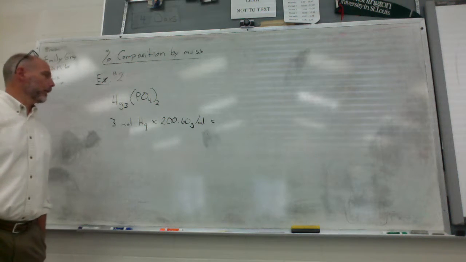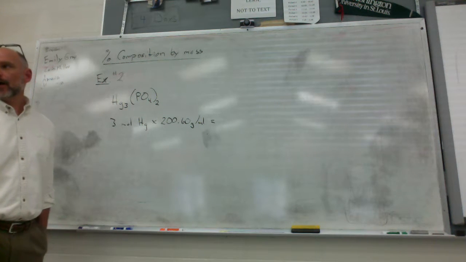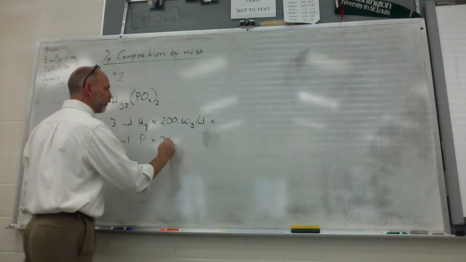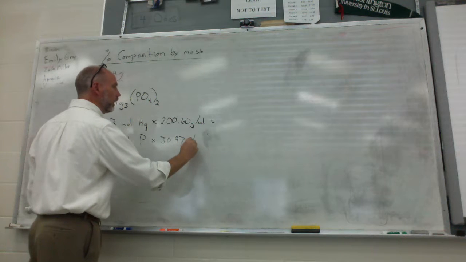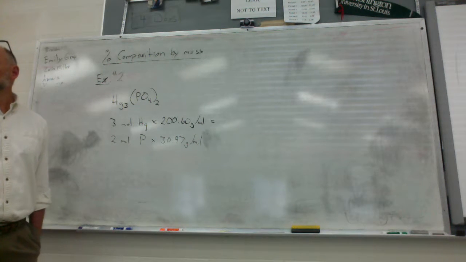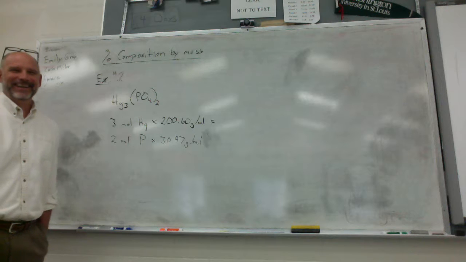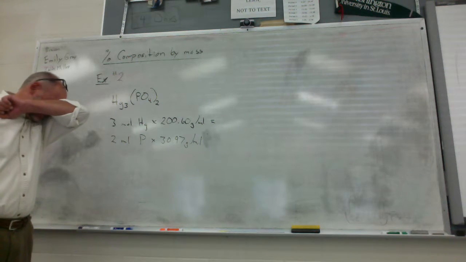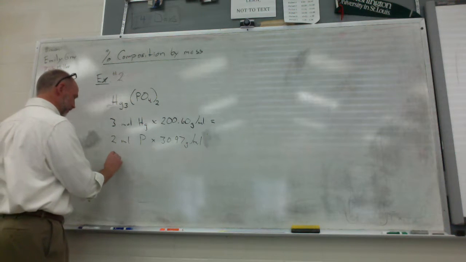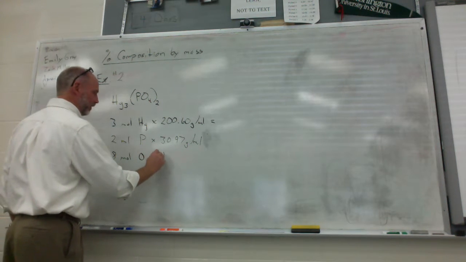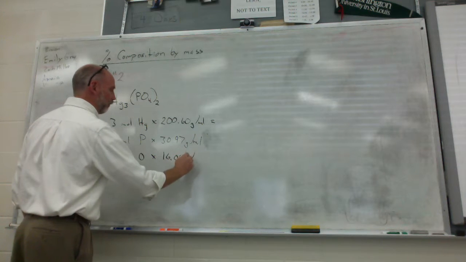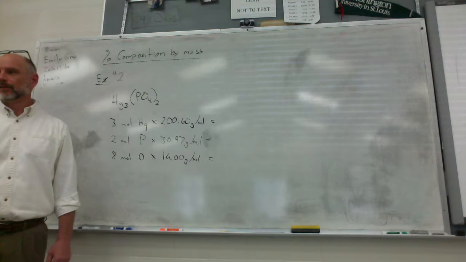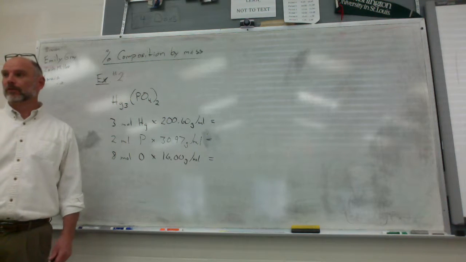How many phosphorus atoms? Everyone together now. 2. Excellent. And phosphorus, as we all know, is 30.97. And how many oxygen atoms? 8. Say this again. 2. 8. All right. Can I let you guys run with that? I'm going to let you guys run with this.